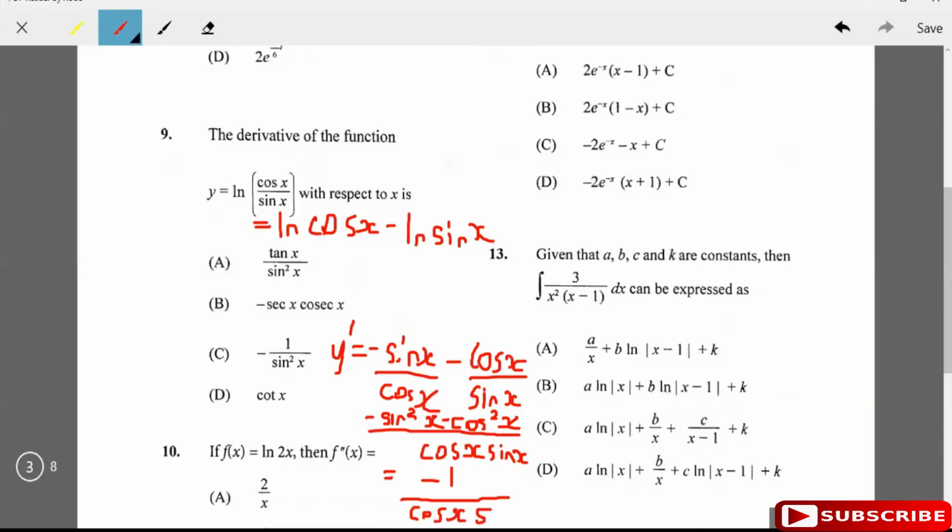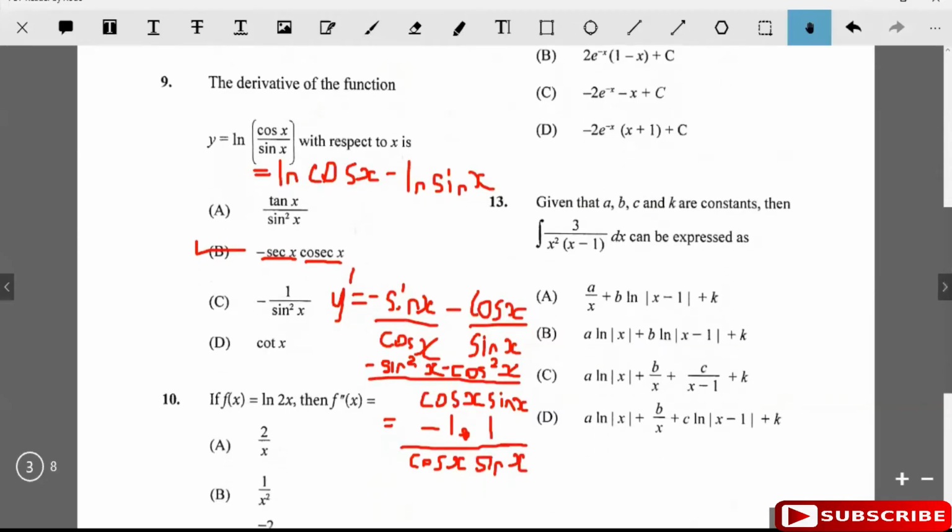Now negative 1 over cos x, I can write negative 1 over cos x sine x as negative 1 over cos x times 1 over sine x. Then the negative 1 over cos x is minus sec, and the 1 over sine x is cos x. That's option B. Very easy question.